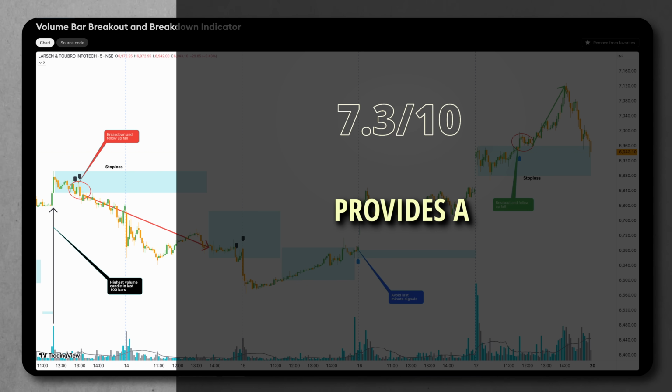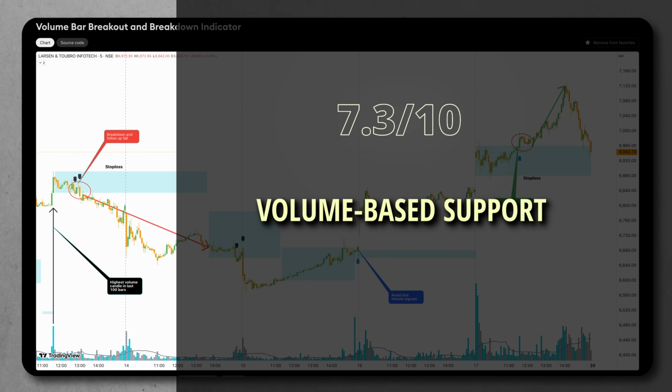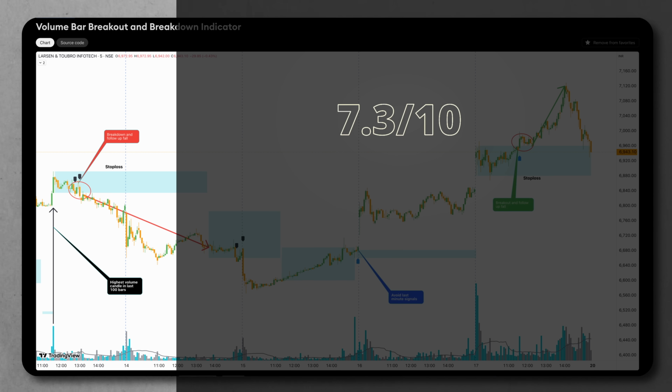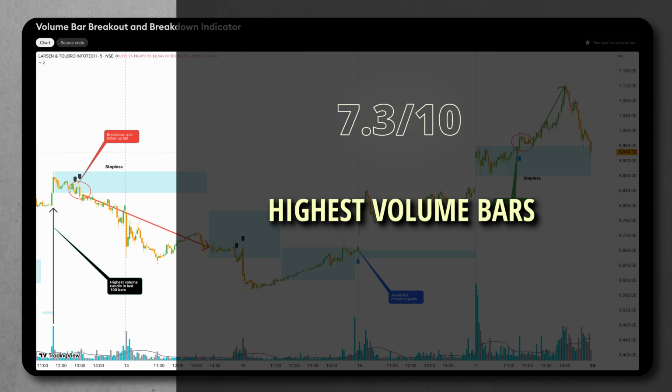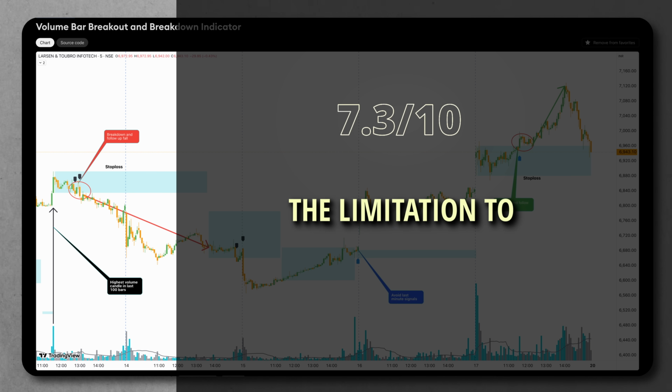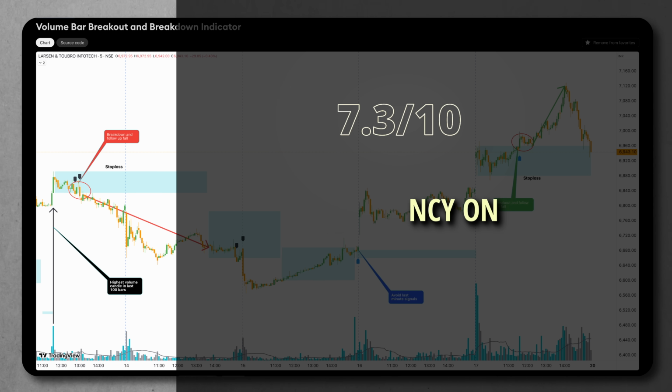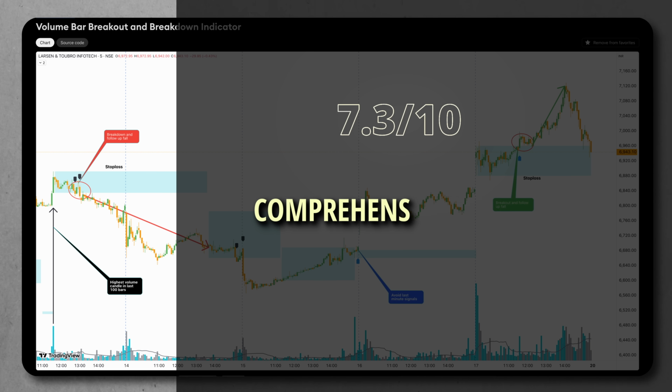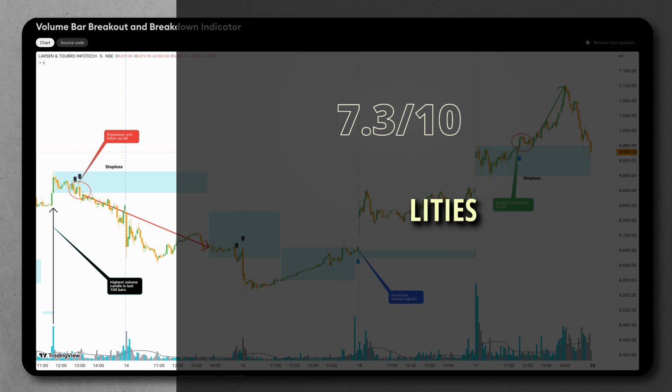The indicator provides a straightforward approach to volume-based support and resistance identification, while its focus on highest volume bars offers insight into institutional activity zones. The limitation to single levels and dependency on volume spikes restricts its comprehensive market analysis capabilities compared to multi-level volume profile systems.